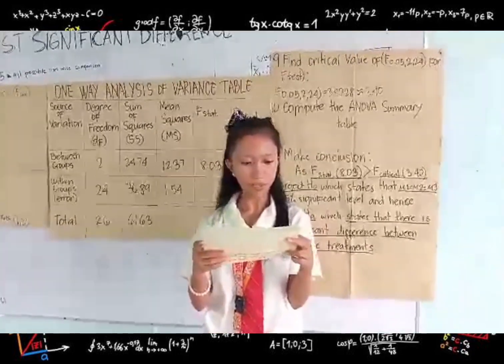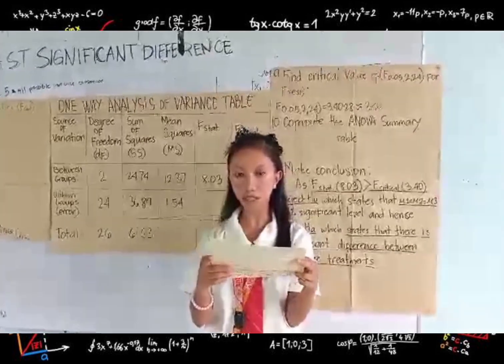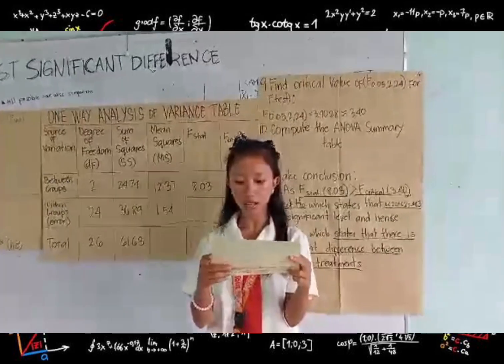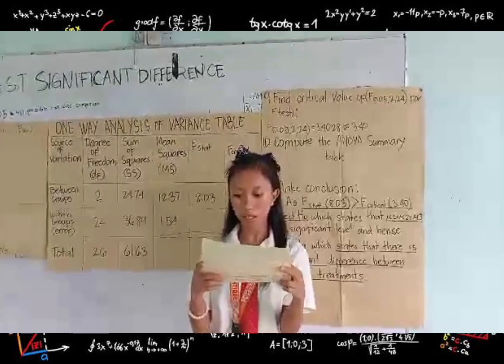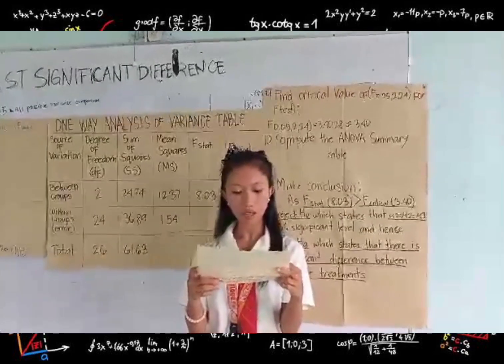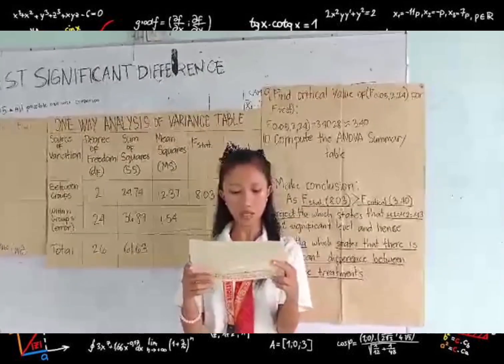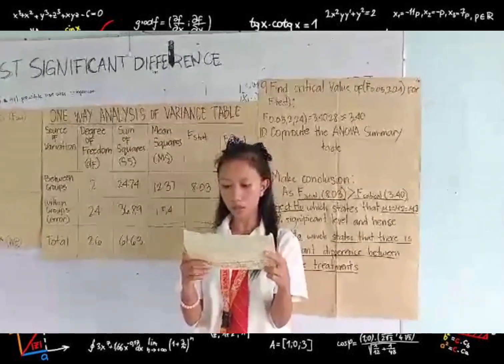And we see that the value of the F statistic, the calculated one, is bigger than the critical value of F. So in this case, we reject the null hypothesis which states that the three means for the three treatments are the same. And because we reject this hypothesis, we accept the alternative hypothesis which states that there is a significant difference between the three means.